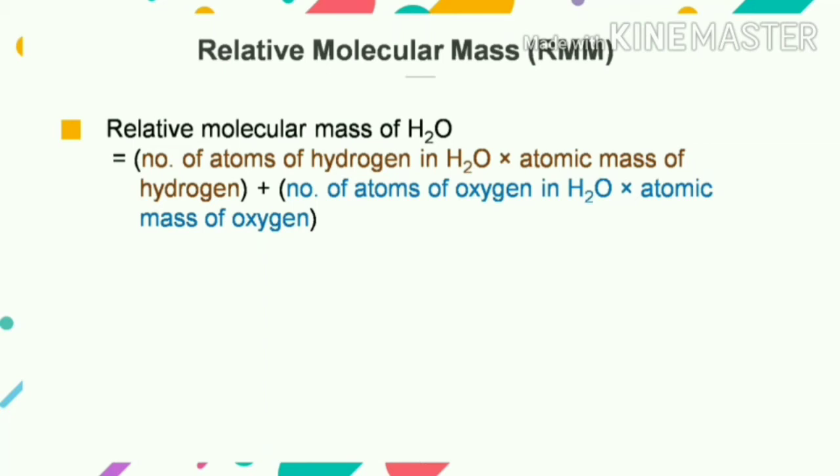In one water molecule, we have 2 hydrogen atoms and the atomic mass of hydrogen is 1. And we have 1 oxygen atom and its atomic mass is 16. So it is calculated as 2 multiplied by 1 plus 1 multiplied by 16. It becomes equal to 2 plus 16, which is equal to 18. So the relative molecular mass of water is 18.